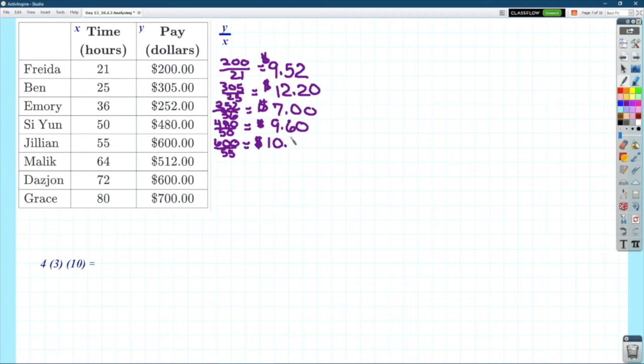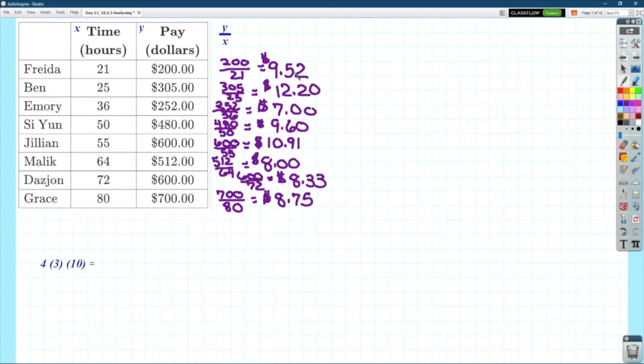Actually, it's 9090, so I'm going to say approximately $10.91. I'll round it up. Now we're going to do 512 divided by 64, and that equals $8 an hour. And then we're going to do, I'm going to move this over a little, 600 divided by 72 for approximately $8.33. And then finally we have 700 divided by 80, which gives us $8.75. So now we have each of their hourly rates. We're going to go back and look at the next answer.